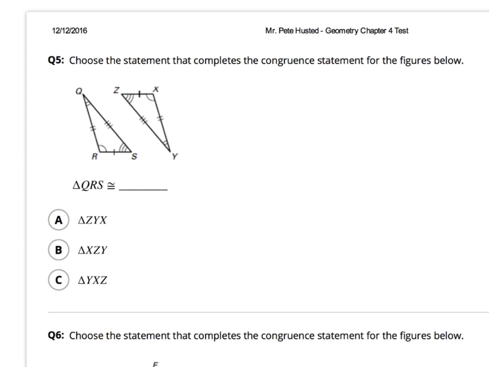Okay, question 5 wants to know triangle QRS. So QRS, so pay attention to how it's labeled. Starts with the double arc, to the single arc, to the triple. Is congruent to which of these three triangles? Okay, so make sure when you pick one, make sure it goes in the same order as this one.